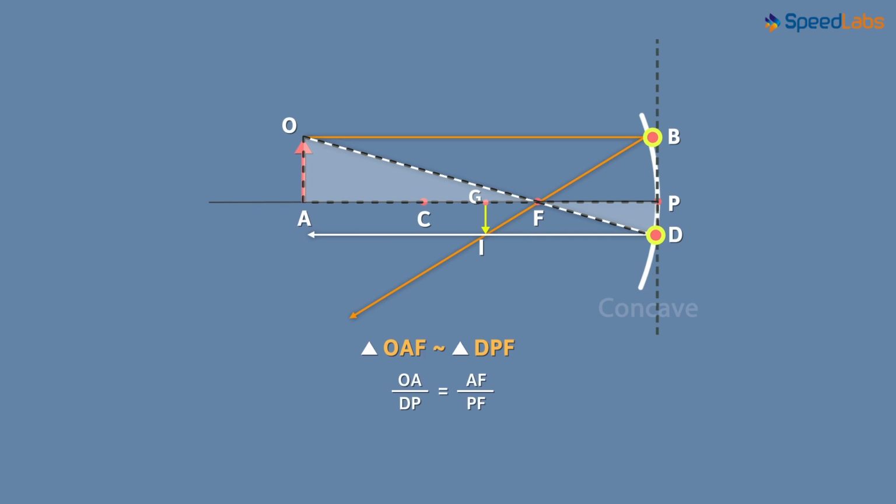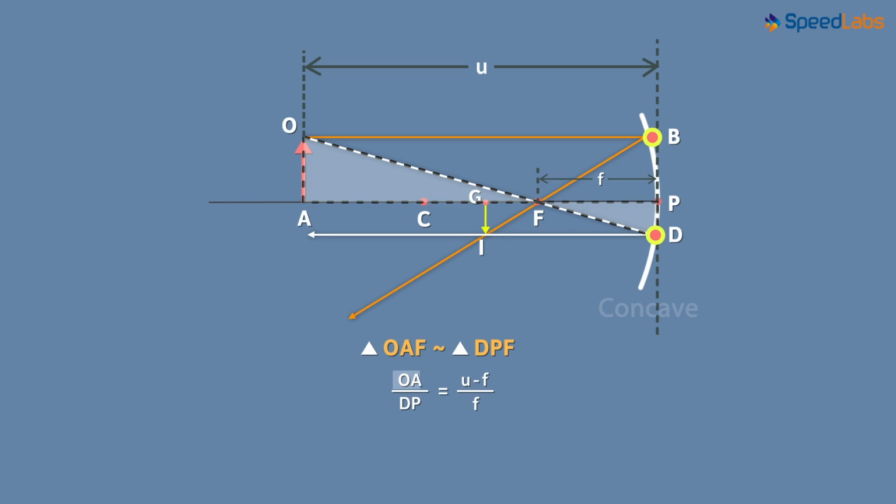Now, from this figure, can you tell me what AF and PF represent? PF is the focal length F, but what about AF? We know that AP is the object's distance from the mirror, which is U. But AP is equal to AF plus FP, and FP is the focal length F. So AF is nothing but U minus F.